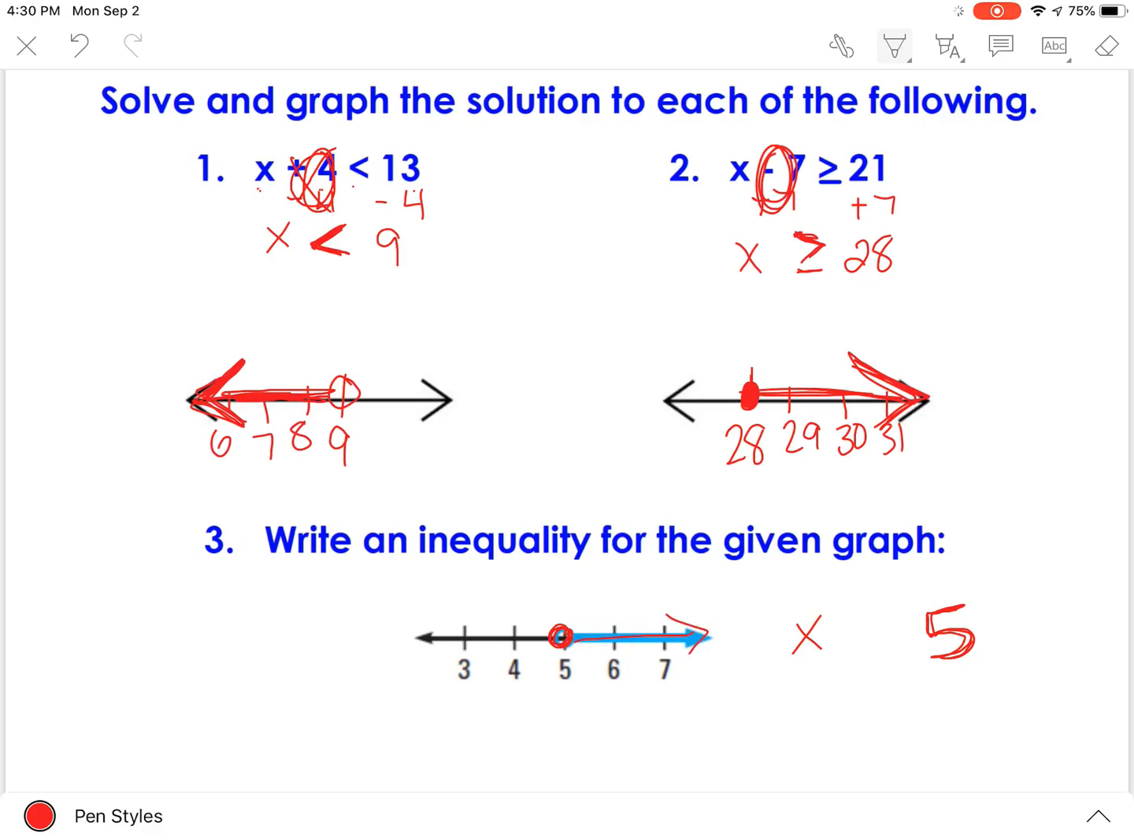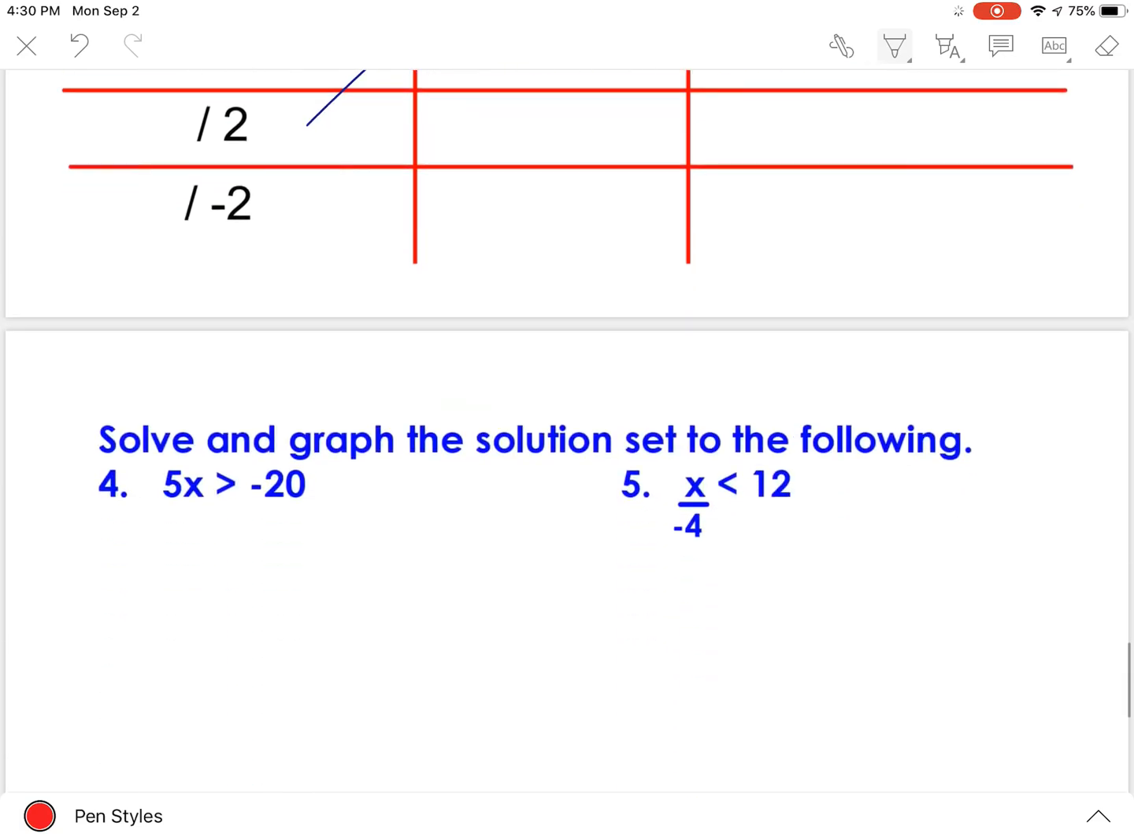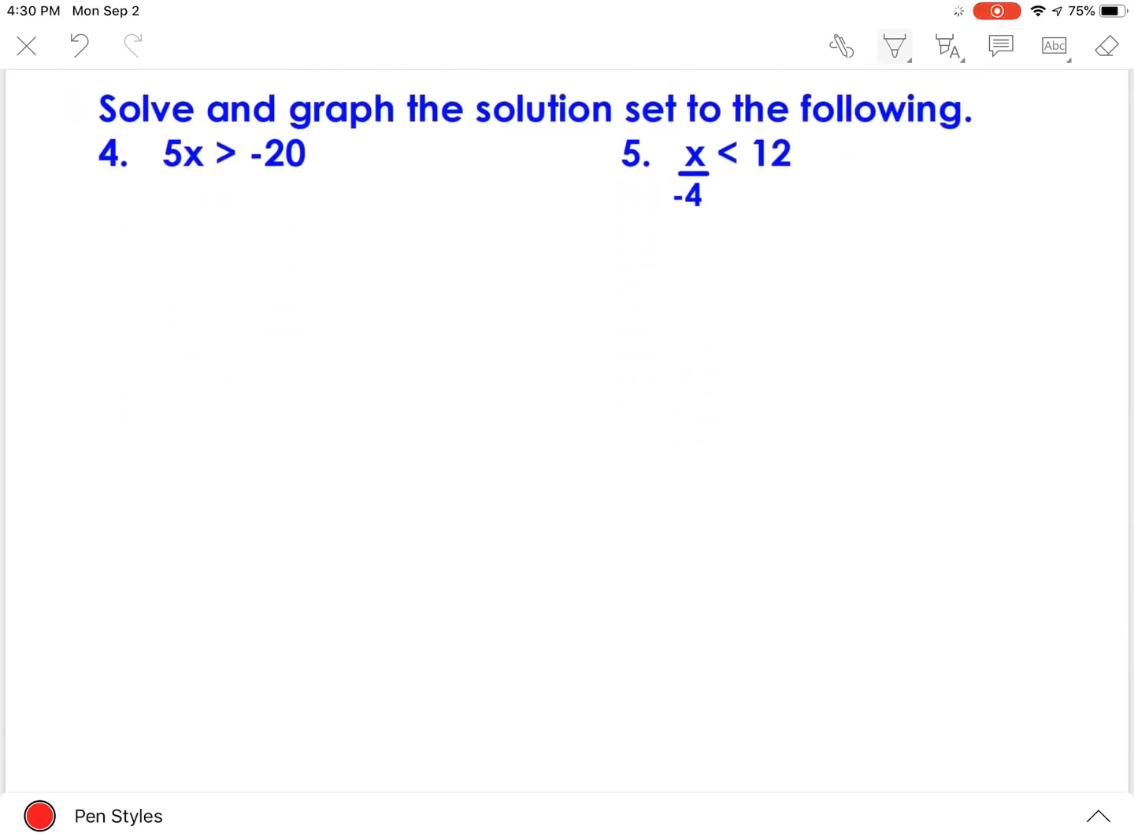Well, our arrow is going to the right, and let's see, 6 is what then 5? 6 is greater than 5, so that tells us for this particular problem, x can be any value greater than 5, and that would be our answer. So these are all examples of inequalities. Let's look at a couple more. Now would be a good time to pause and see if you can solve for yourself.